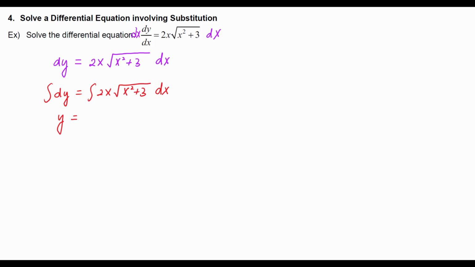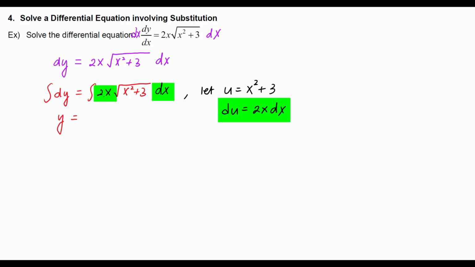And now here, to integrate 2x times the square root of x squared plus 3, we're going to need to use substitution, since I have a composite function. So of course, the composite function is square root of x squared plus 3. So you're going to let your u be the inner function, which is x squared plus 3. So then du is 2x dx. Perfect. I don't even have to create anything. I do have a 2x dx as my du.